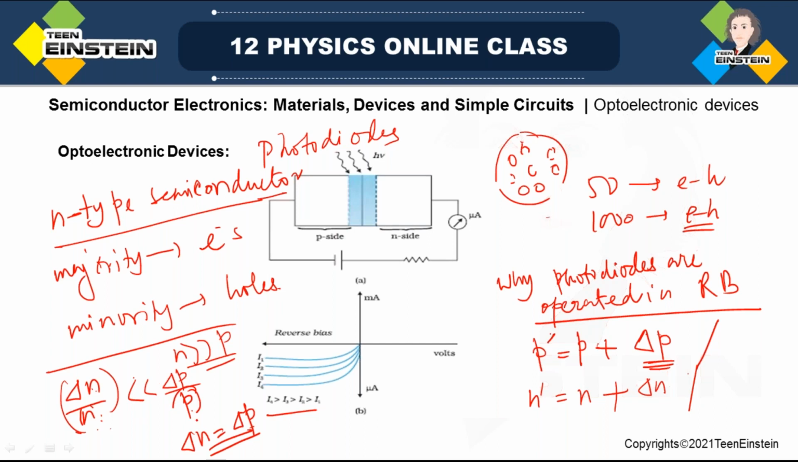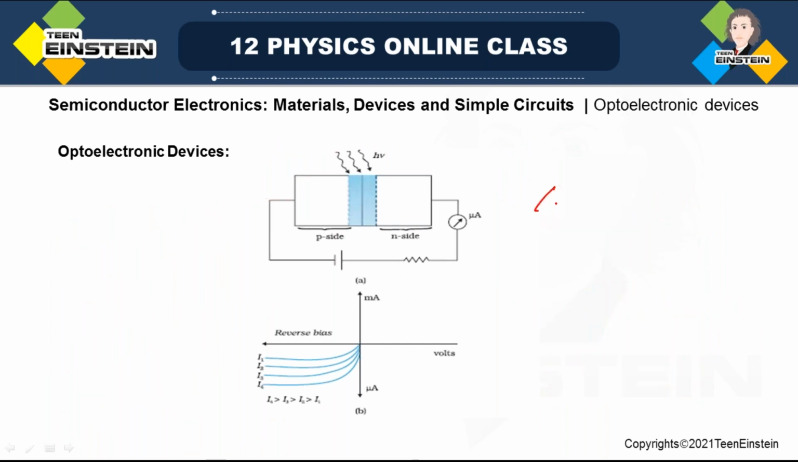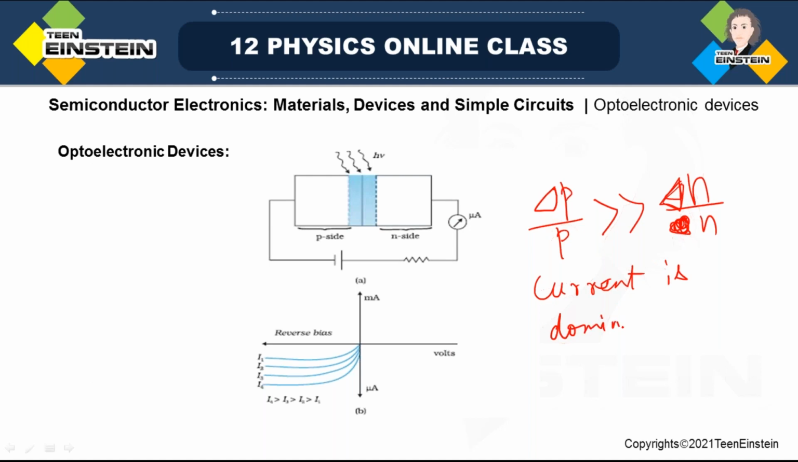So when we see such a large fractional change in the charge carrier in case of reverse bias condition, the fractional change in the minority carrier is much greater, and so the current is dominated by minority charge carriers.